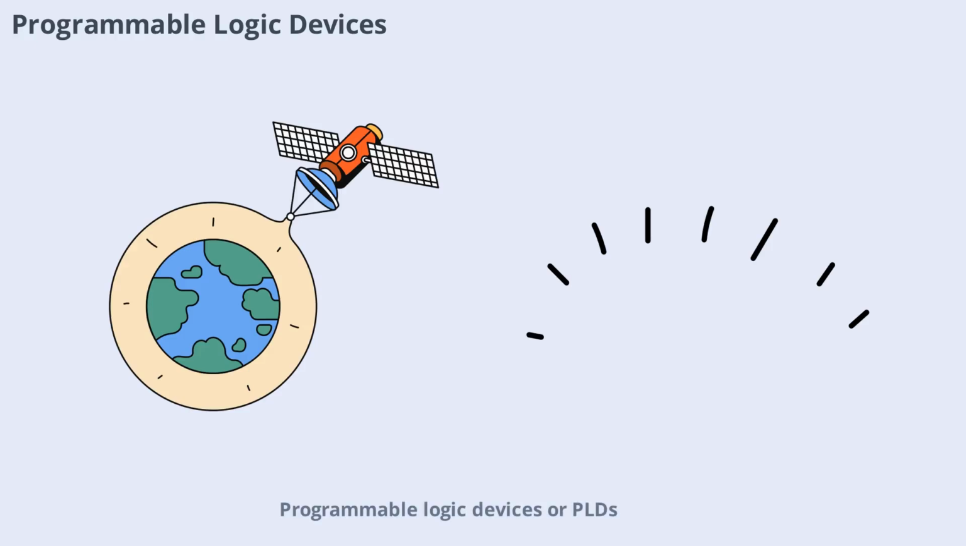Programmable logic devices, or PLDs, are special chips that can be configured to perform different logic functions. They contain arrays of logic gates that can be programmed to create custom circuits. PLDs are widely used in prototyping and custom electronics, allowing engineers to quickly test and modify designs. Their flexibility makes them a powerful tool in modern electronics development.